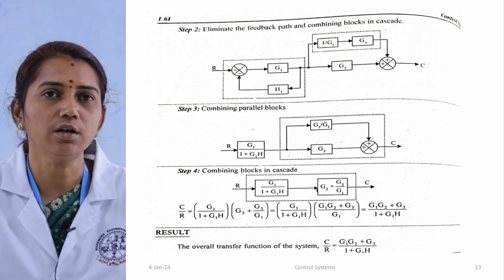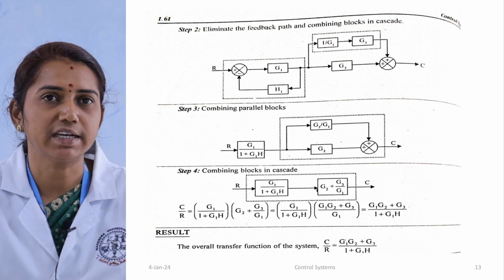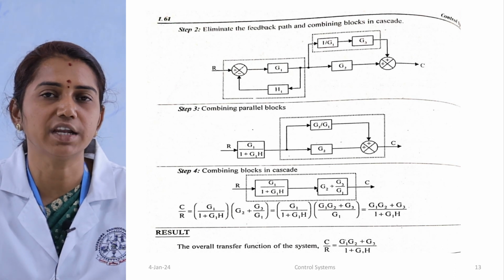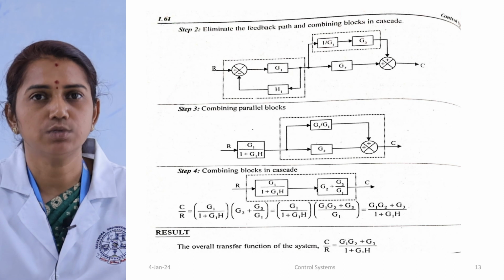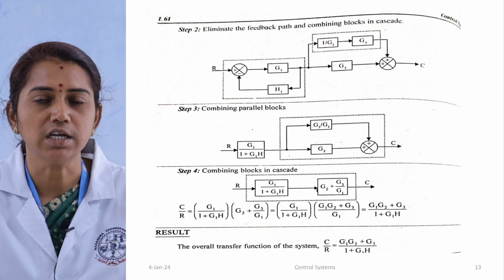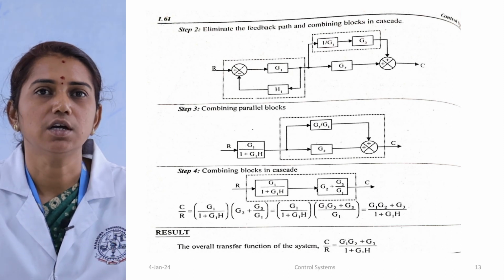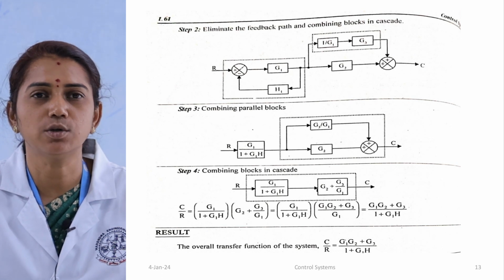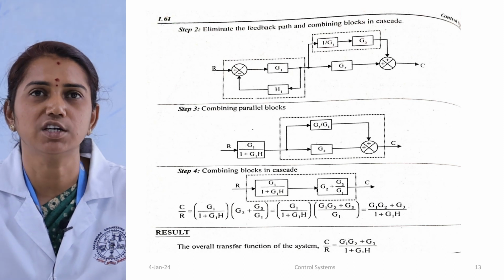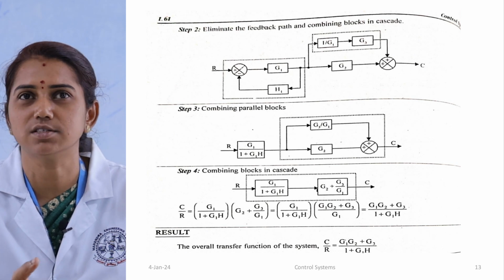So finally we are getting one value with the help of elimination of negative feedback loop. We are getting G1 divided by 1 plus G1H, and with the help of parallel blocks we are getting G2 plus G3 divided by G1. So finally we are getting the output C by R as G1 times G2 plus G3 divided by 1 plus G1H. This is the overall transfer function of the particular system. With the help of the block diagram reduction, with the help of the 11 rules, we are reducing to the transfer function output as C by R. Thank you.